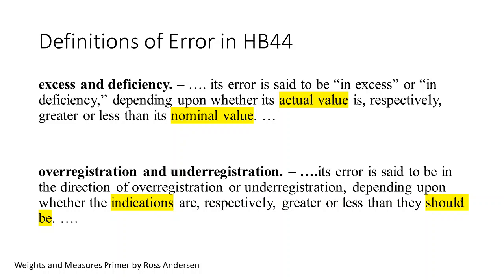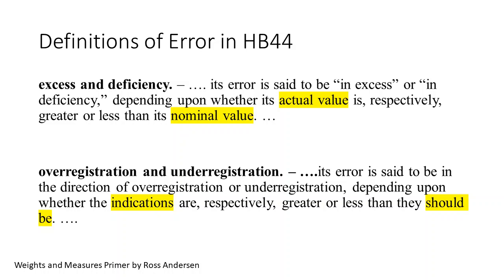Here are the critical parts of the definitions of error in Handbook 44. Tolerance is simply a limit to the error. We measure errors in excess deficiency by comparing the actual value to the nominal value. We measure the errors of over-registration, under-registration by comparing the indications to the should-be value. Either of these two approaches to error is equally valid. They are mirror images of each other. The choice is one of convention, so that we in the community agree to express errors in the same way.